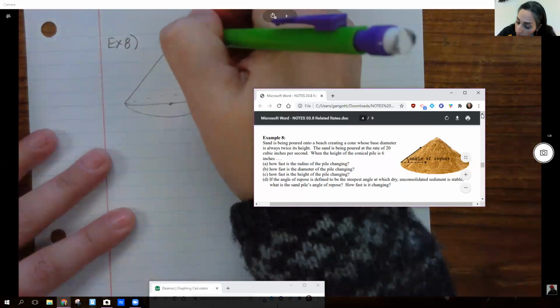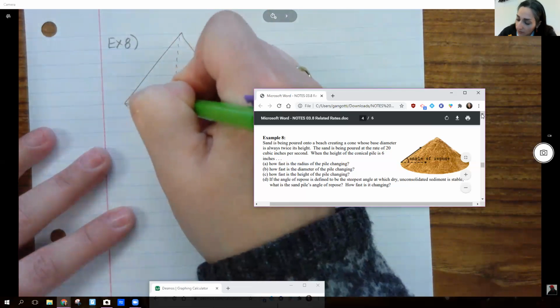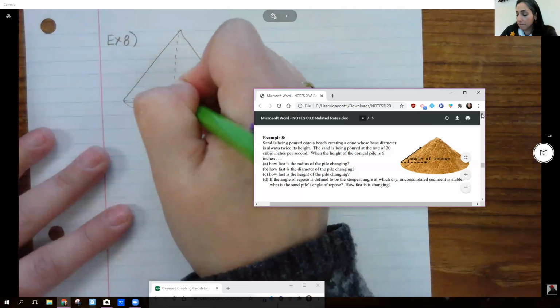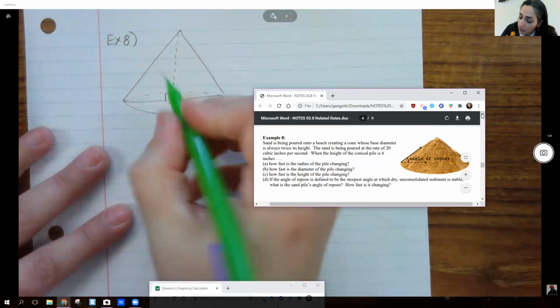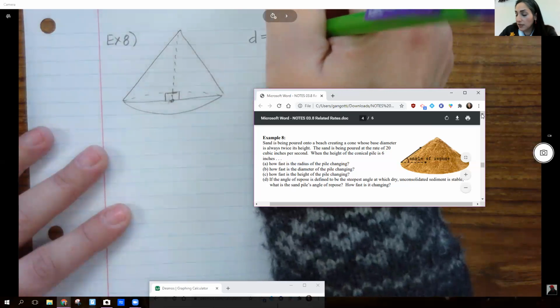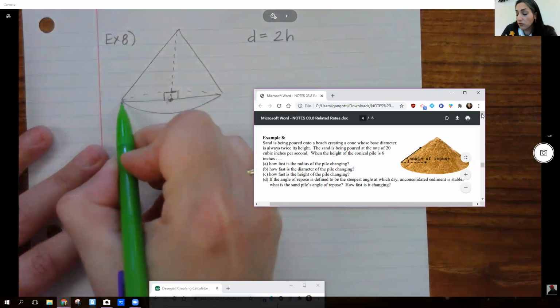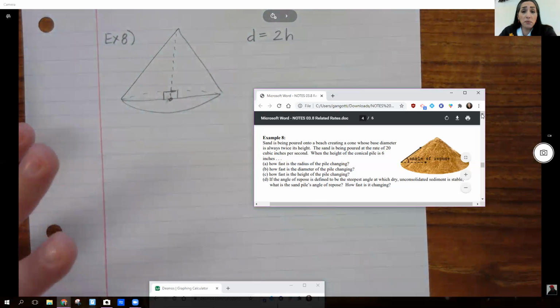Okay. This is the height. That should be perpendicular. Okay. Maybe I just have my center drawn off a little bit. There we go. Okay, so the diameter, base diameter, is always 2 times the height. Okay. So diameter, remember, is all the way across, right? Diameter is a good measurement. It doesn't show up too many times in formulas, okay?